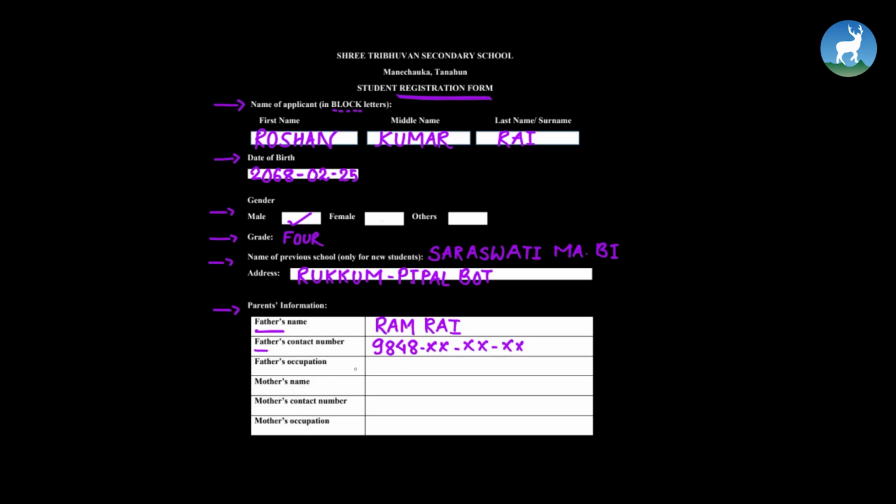Father's occupation. Let's say his father is a banker. So let's write B-A-N-K-E-R, banker. Let's move further. Here in the next block, we need to write down Roshan's mother's name. Suppose Roshan's mother's name is Sita. Let's write Sita Rai. Next we need to fill in Roshan's mother's contact number, that is Sita Rai's contact number. Let's again assume a number, and we are going to give XX, assuming it to be any numbers.